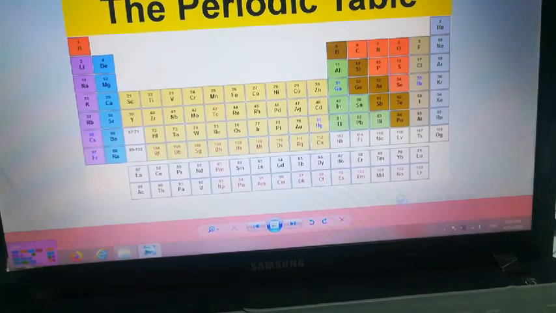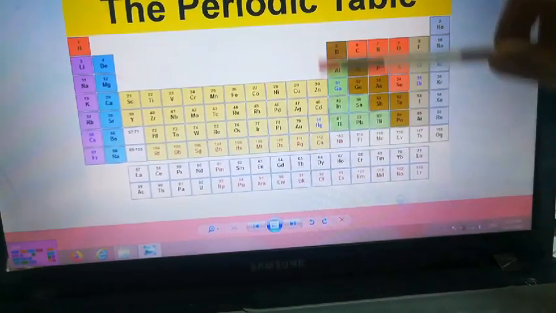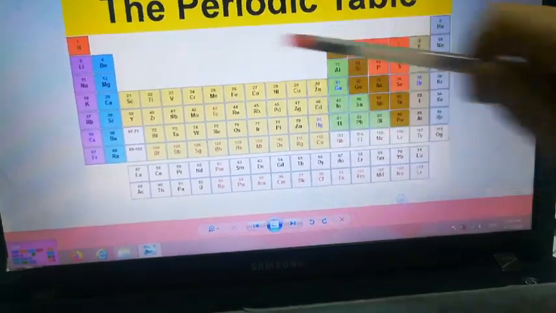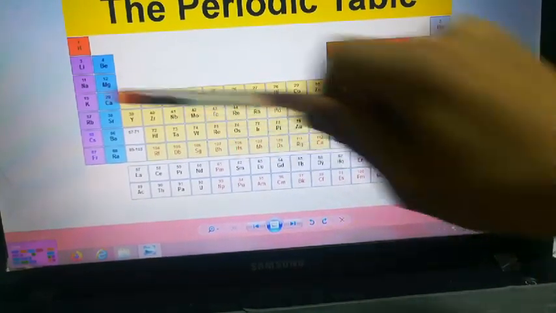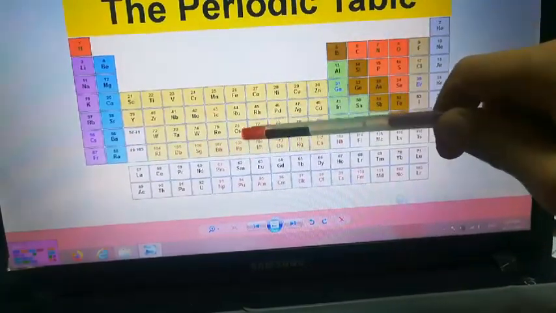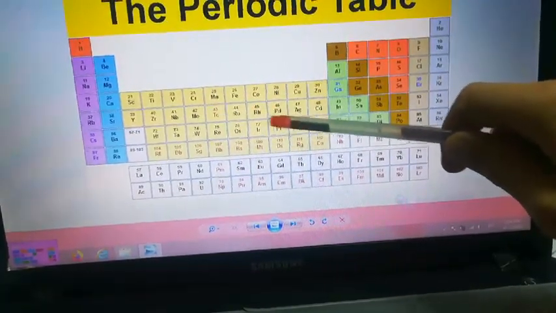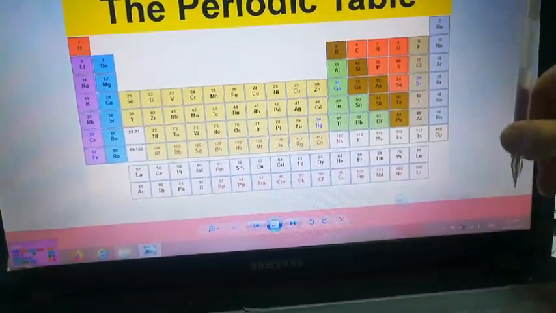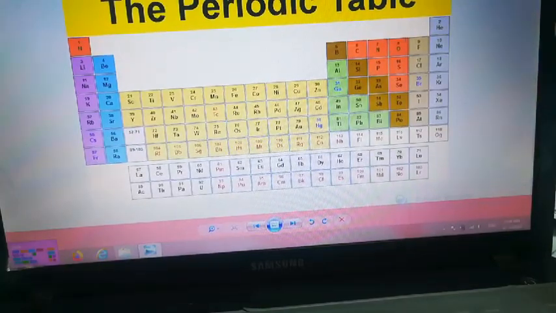And we said that the elements in the center of the periodic table, the yellow color, are called the transition metals. They are metals, but they are less reactive than groups 1, 2 and 3. So the metals in groups 1, 2 and 3 are much more reactive than the metals found in the center of the periodic table. From group 4 till the end are mostly non-metals.